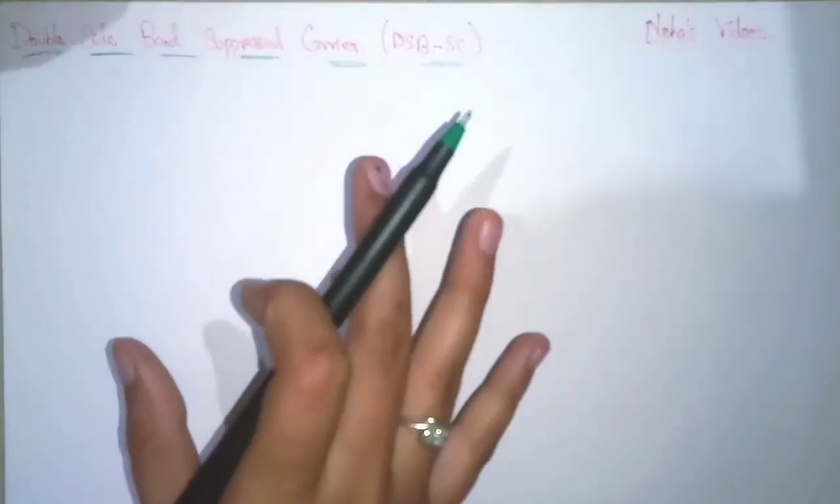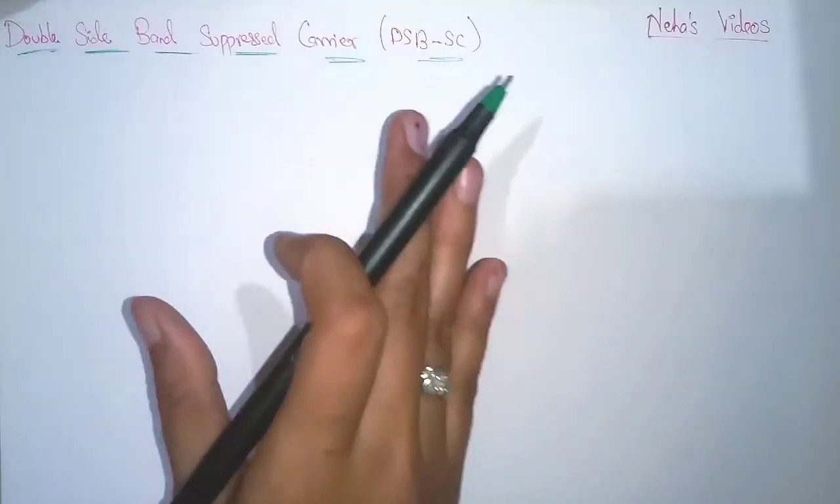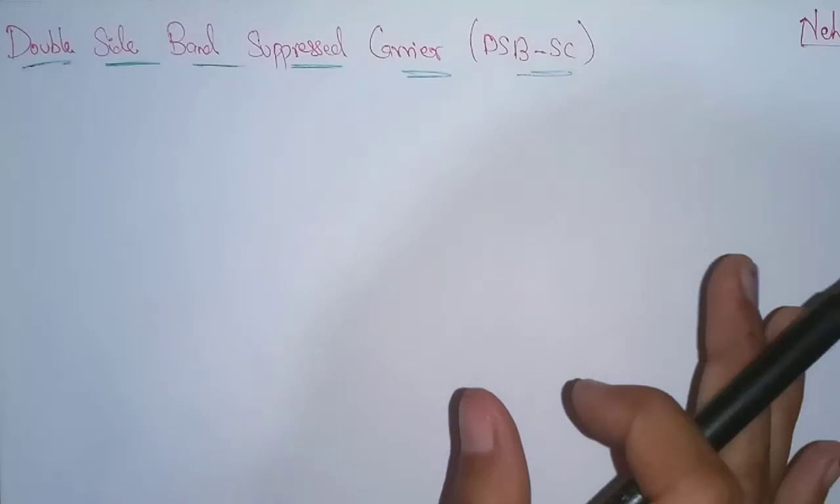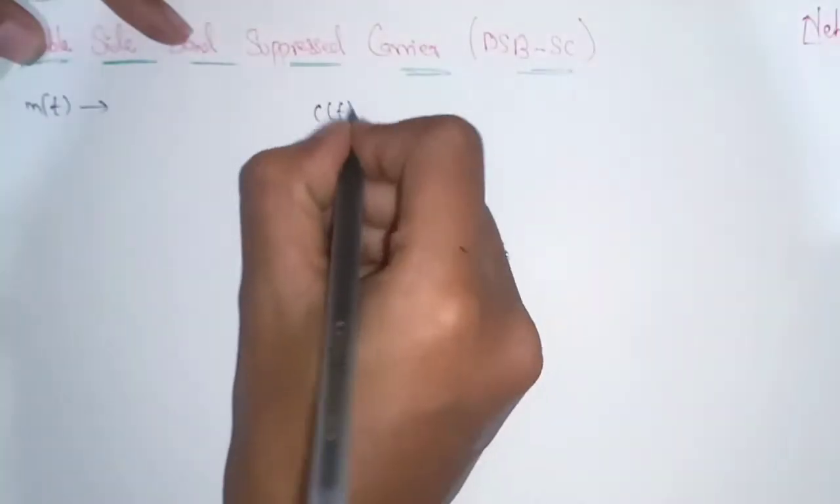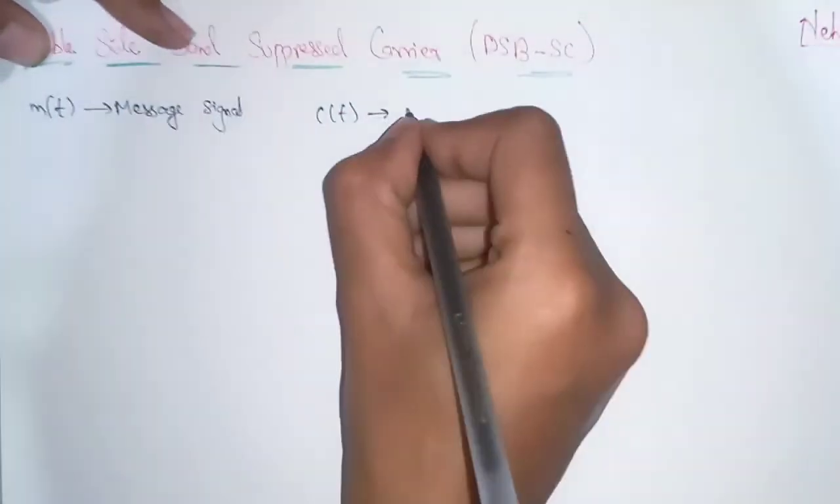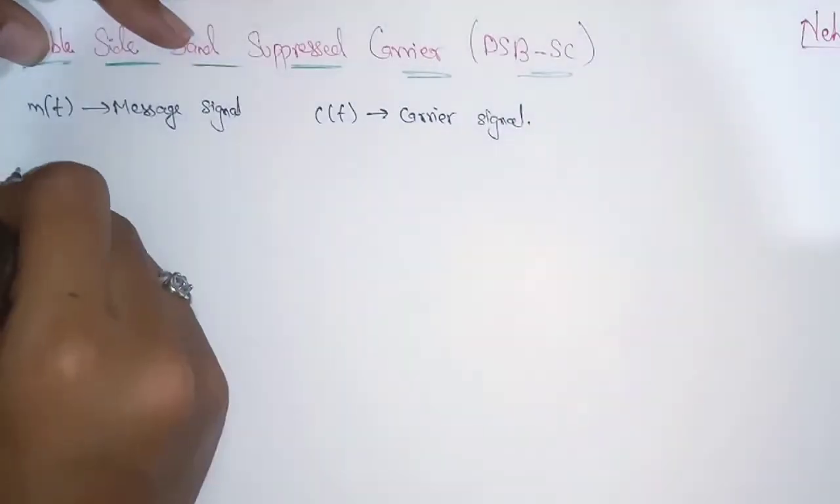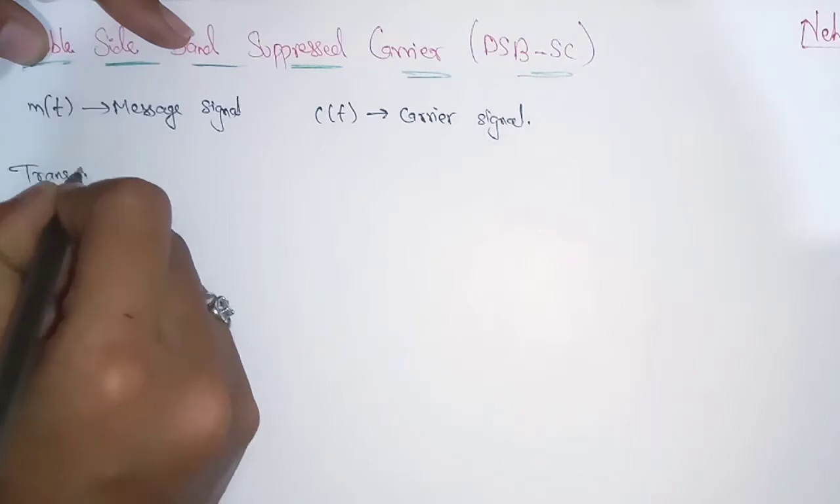So this is also a type of amplitude modulation only, but just the carrier signal is not sent with the message signal. So let's represent the message signal with m of t and the carrier signal with c of t. This is the message signal and this is the carrier signal. Let's see the block diagram, and this block diagram is for the transmitter side.